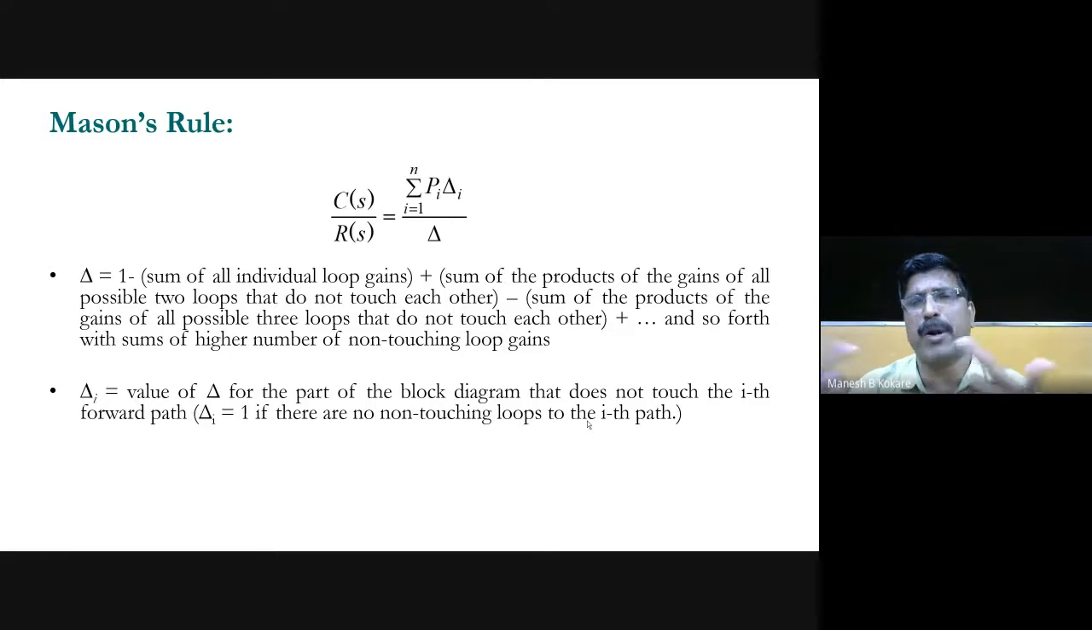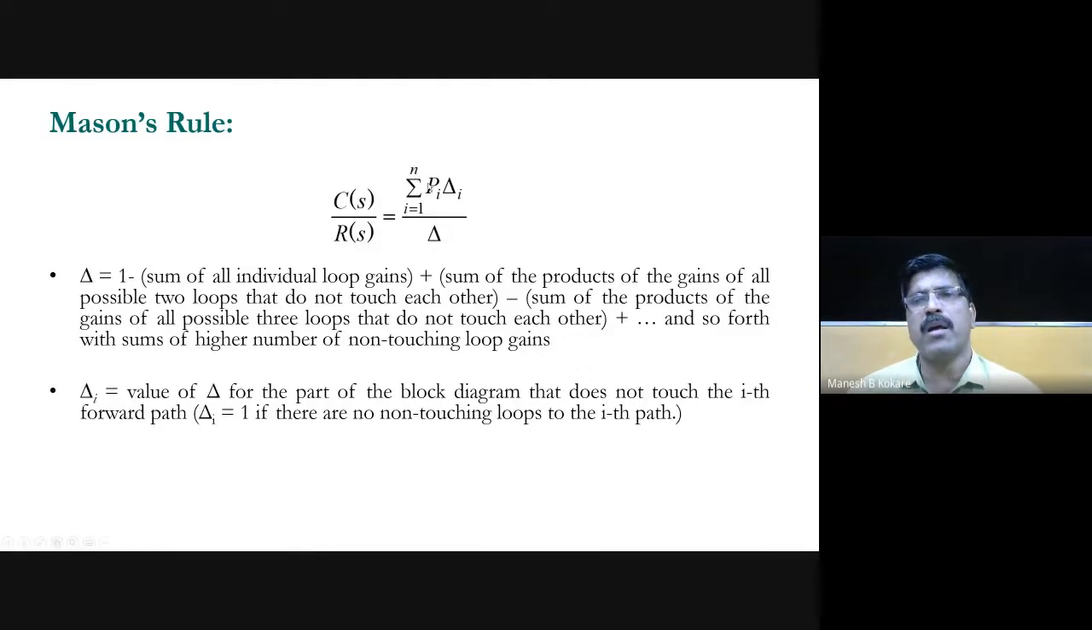And then you have to take the product in the numerator, and in the denominator it will be the value of delta. So that delta is calculated like this. I hope that you have understood how to calculate the value of n. N is nothing but the number of forward paths. If there are 3 forward paths, the value of n will be 3.